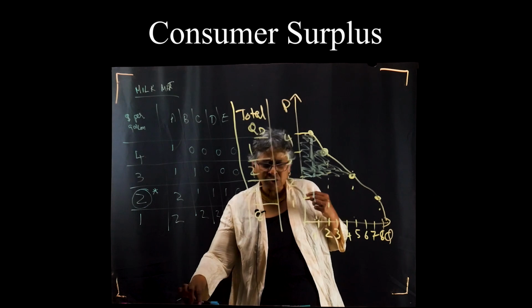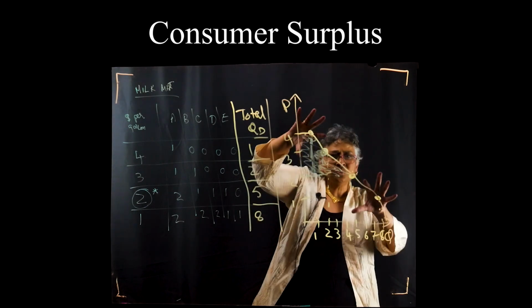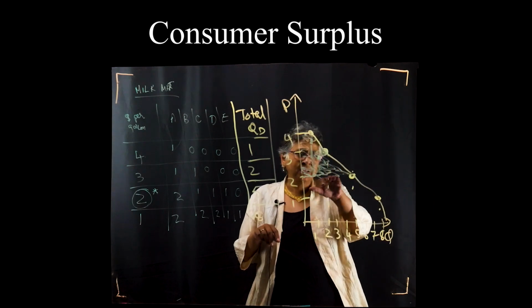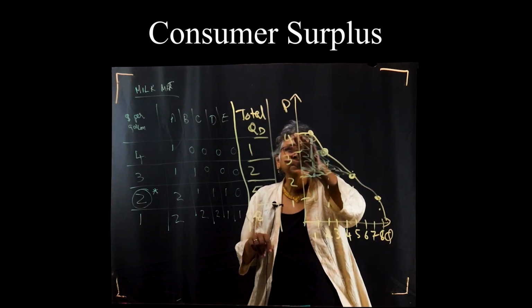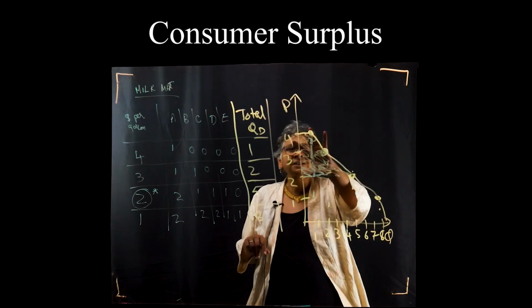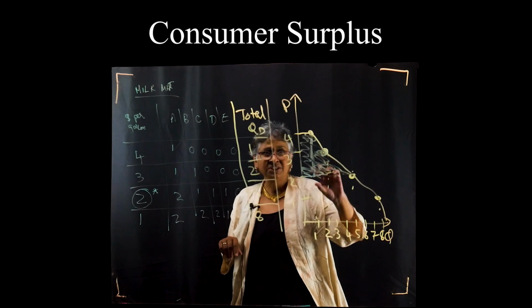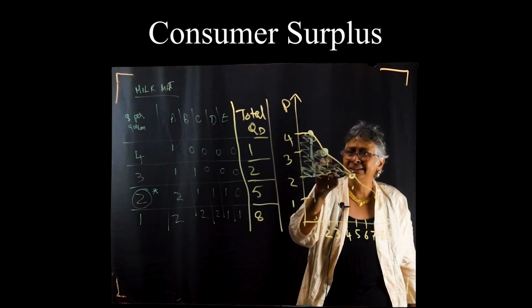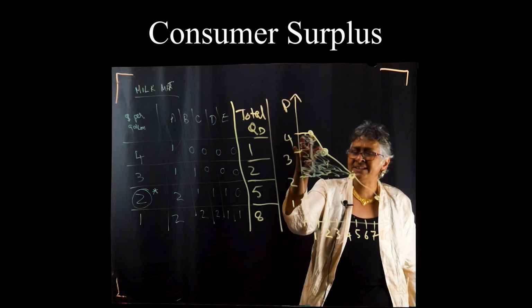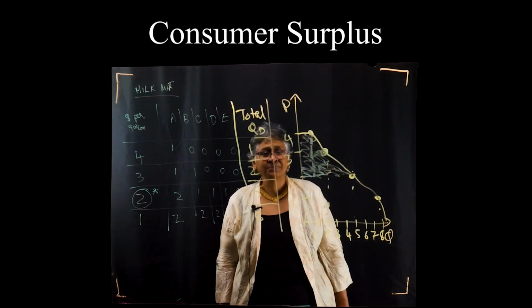So geometrically, what I'm suggesting is that I can use this graph to look at the price and compare it to the demand curve to figure out what you would have been willing to pay versus what you actually paid. And that area above the price up to the demand curve is the consumer surplus.